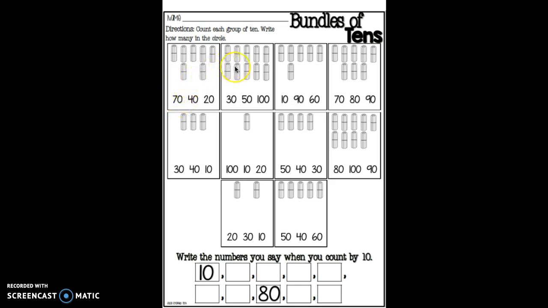Then I'm going to come over here and continue counting by tens and circling the correct choice below. When you finish all this, you're going to come to the bottom and you're going to write your numbers by tens. So it'll be 10, then what comes next? 10, 20. So you write the number 20. You're going to keep going all the way until you get to this special number down here at the bottom. All right, make sure you count by tens. Have fun.